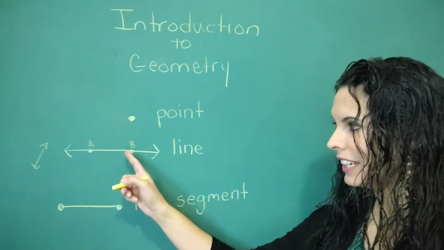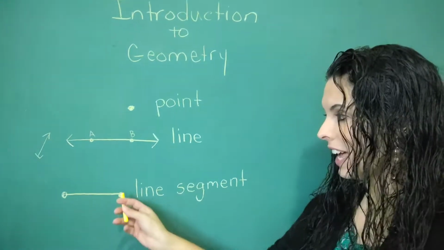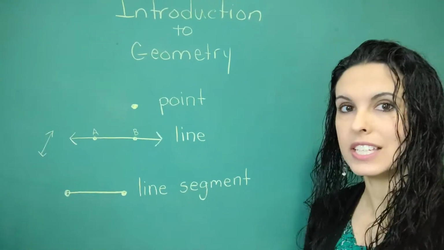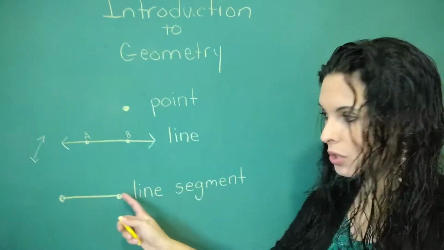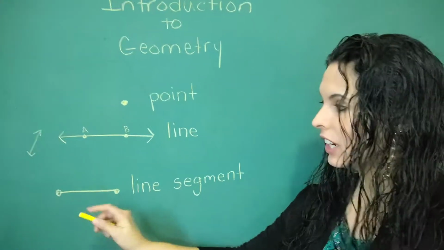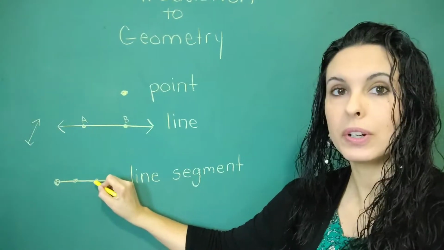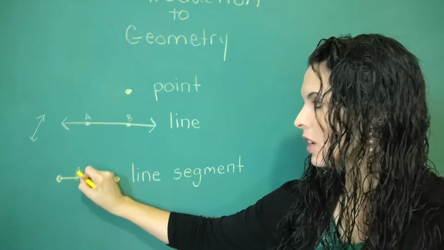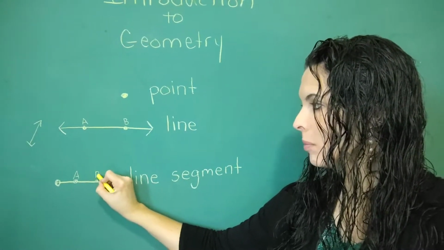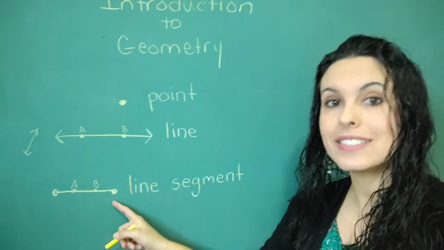So it's like a line, except where a line has the arrows on each end, a line segment has 2 points on each end. That means it's part of a line. So it has 2 end points. It could have points in the middle as well. So these points here, remember, a point is an exact location. They could also be named. So this would be line segment AB. And this means that the line stops.